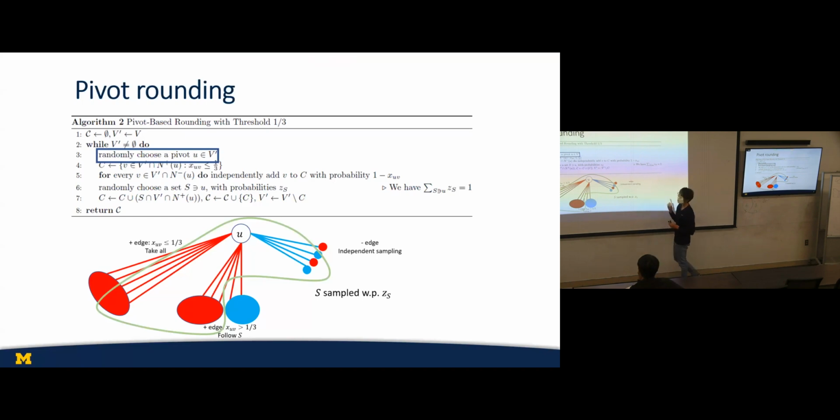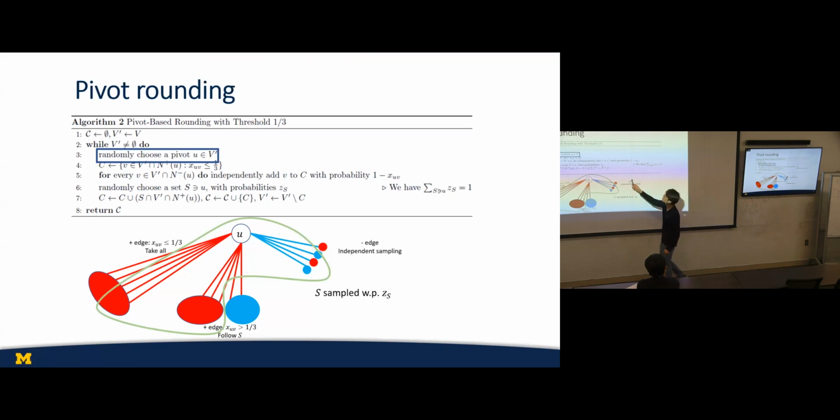So the pivot rounding is something that has existed for correlation clustering for like 20 years. Basically the whole idea is that we are doing iterative rounding, in the sense that in each iteration we choose one cluster, make it one cluster, take it out from the graph, and then recurse on the rest. Then it becomes the problem of choosing one cluster in each iteration.